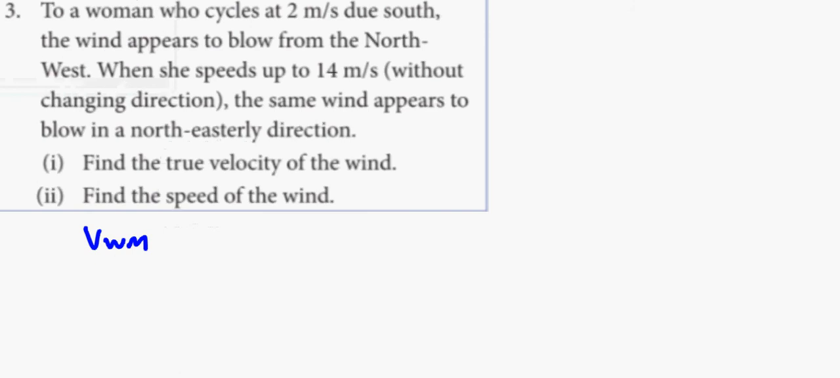So, for clarity's sake, this woman is going to identify as a person. And I'm going to use P instead of W. So, it's velocity of the wind compared to the person. Sorry, velocity of the wind according to the person is the velocity of the wind minus the velocity of the person. We all okay with that?